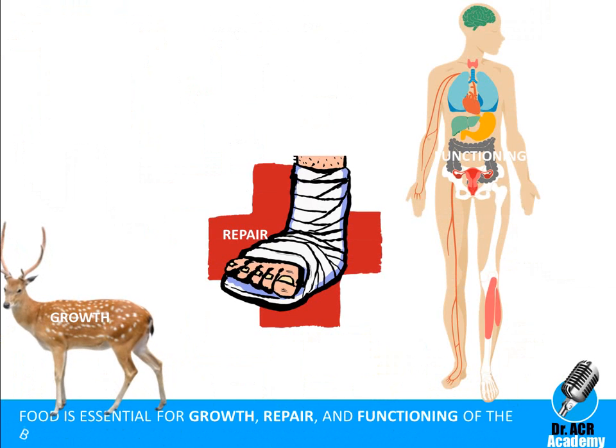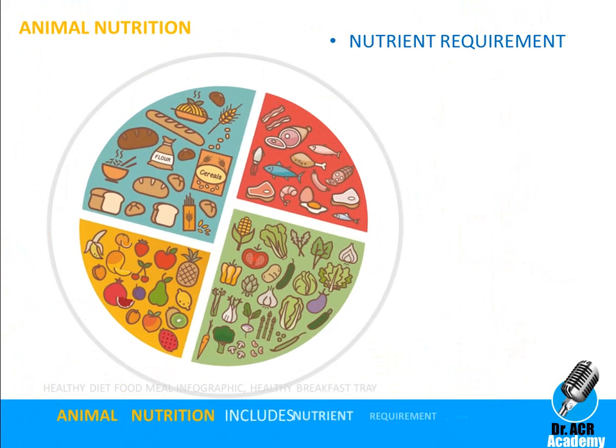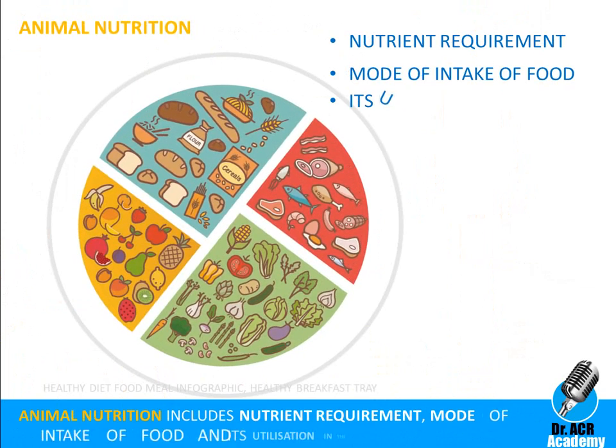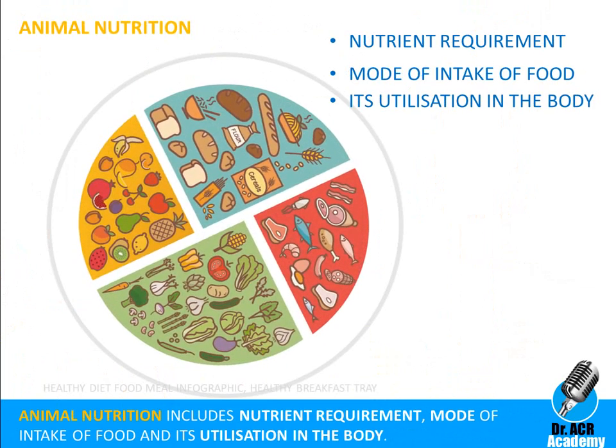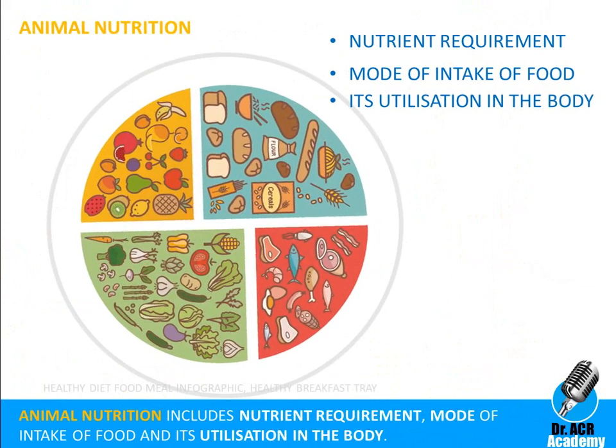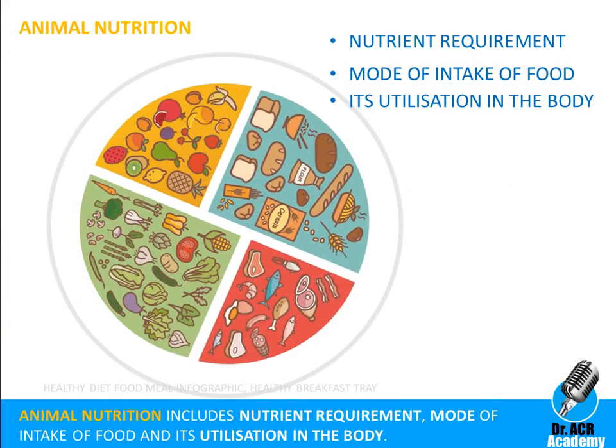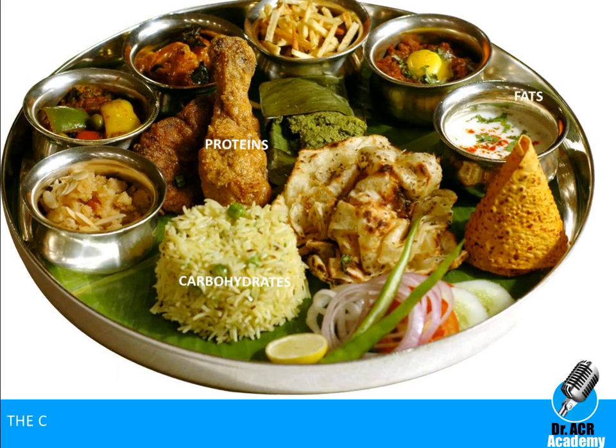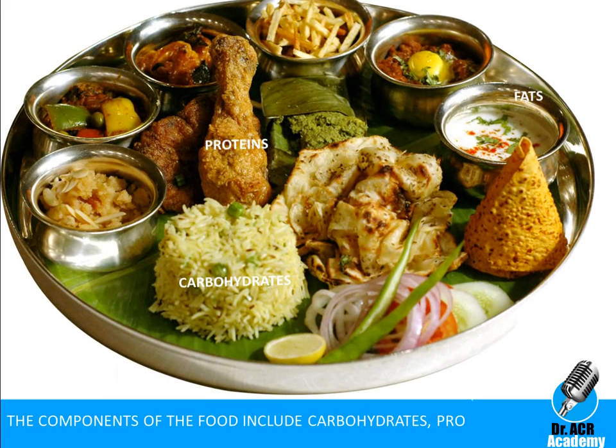Food is essential for growth, repair, and functioning of the body in all the organisms including humans. Animal nutrition includes nutrient requirement, mode of intake of food, and utilization in the body. The components of the food include carbohydrates, proteins, fats, vitamins, and minerals.